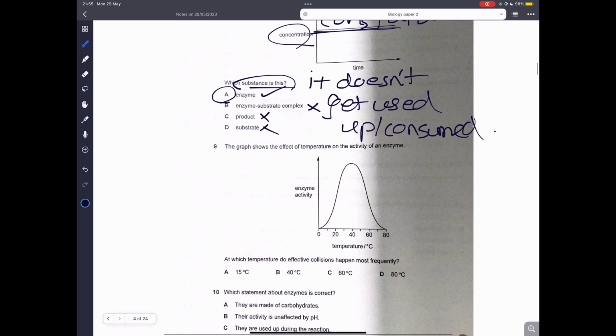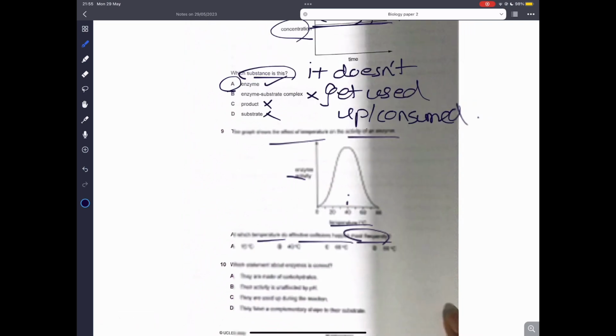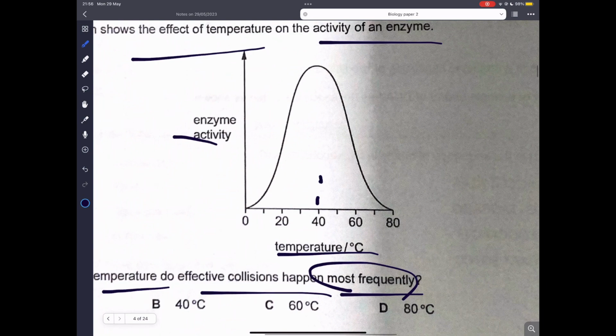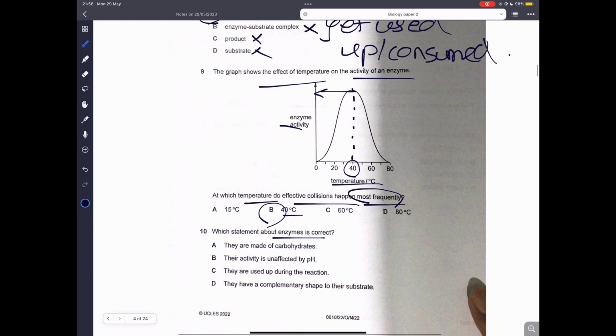Moving on to question number 9. The graph shows the effect of temperature on the activity of an enzyme. Now here we will see at which temperature effective collisions happen most frequently. Now we look at the graph. At 40 degrees, we can see there is the highest curve, so it is at 40 degrees. B is the answer.